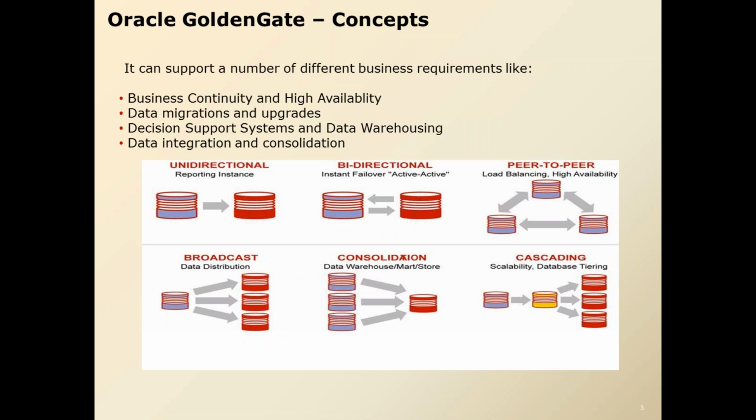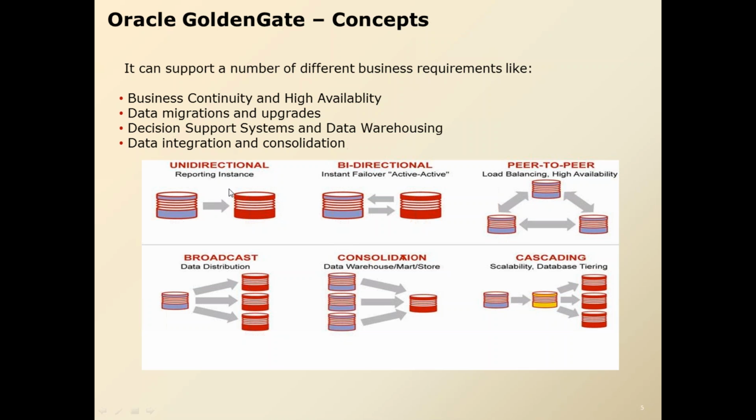So next time when they upgraded, they used Oracle Goldengate for the upgradation purpose. With Oracle Goldengate, they ensured that it was zero downtime data upgradation. So Goldengate supports zero downtime database migration and upgradation. Goldengate also has decision support systems and data warehousing. So you can have multiple sources and a single target. Data integration, data broadcast and consolidation as well.